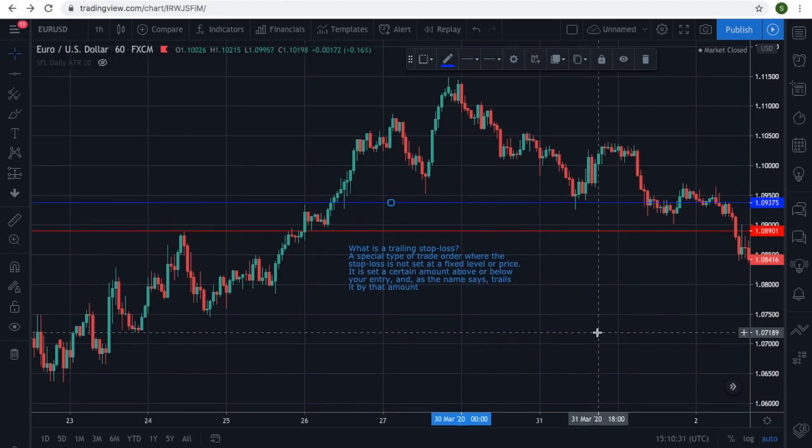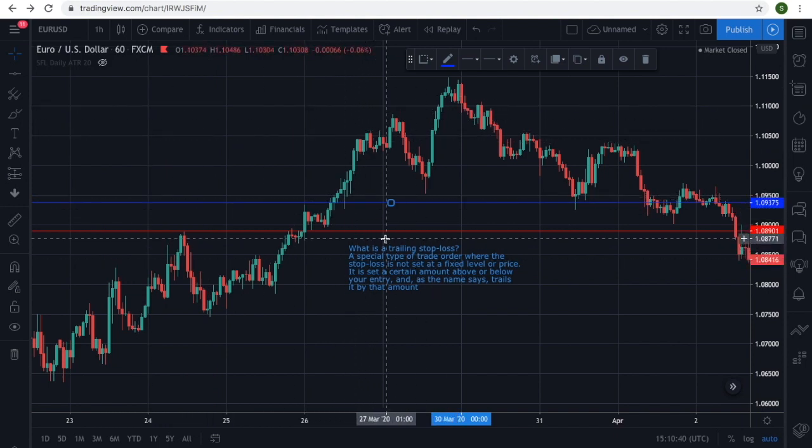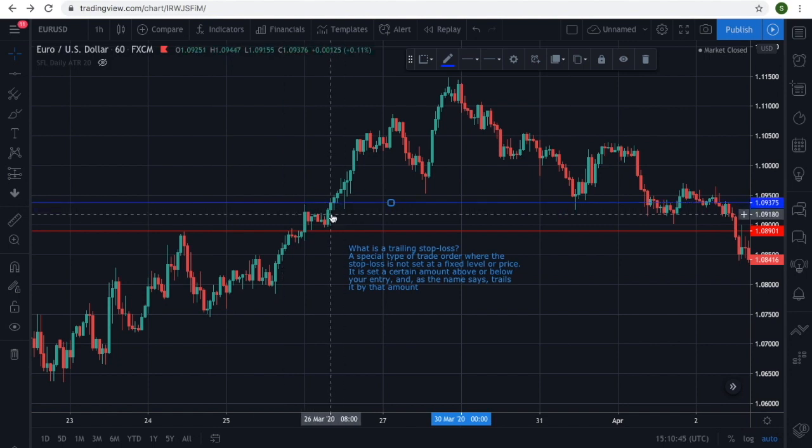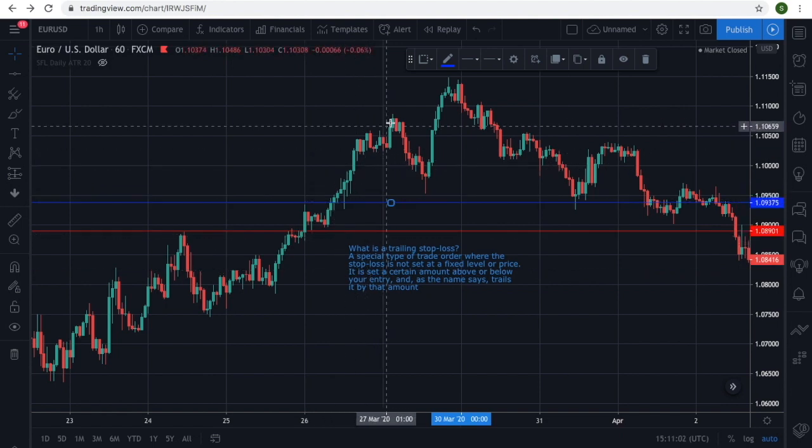So if we go ahead and take a look at an example, I've got the Euro USD chart up here, hourly chart, and let's say we wanted to enter at the level that this blue line is at on the close of this candle on March 26th at 8 AM. So we enter at 109.37. We set our trailing stop at 108.90, the red line here, as you can see. Price moves in our favor.